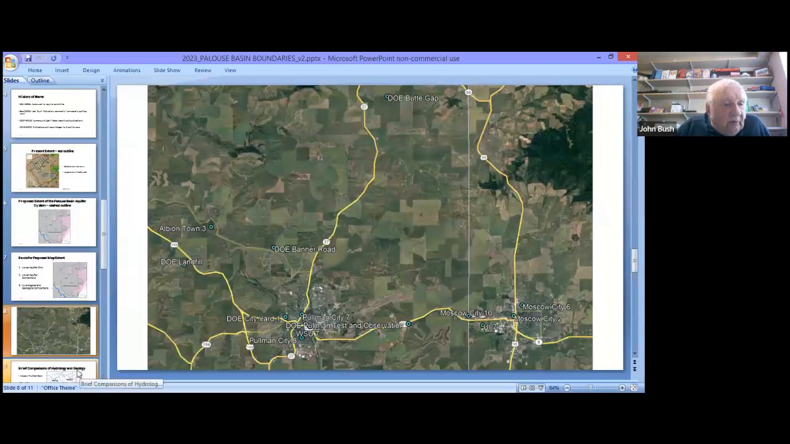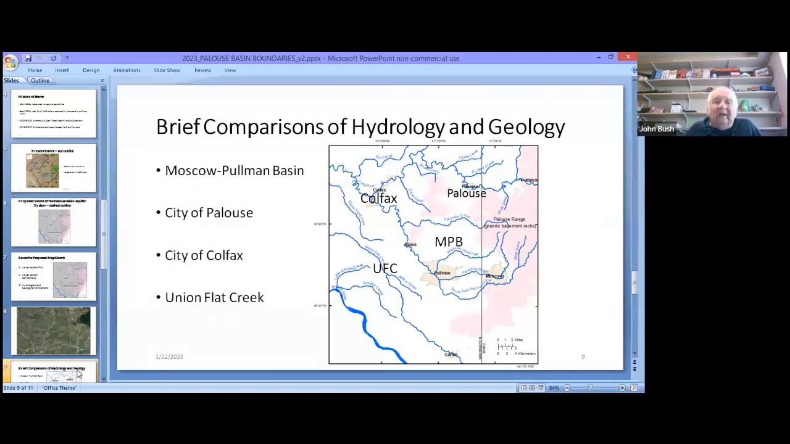Let's look at a brief comparison of the area. Sometimes we refer to areas rather than the whole Palouse Basin. We talked about Colfax, which is no longer considered to be in the Palouse Basin, but we've done a lot of studies over there, a lot of looking at well logs and outcrops. So there's some information that comes from that.